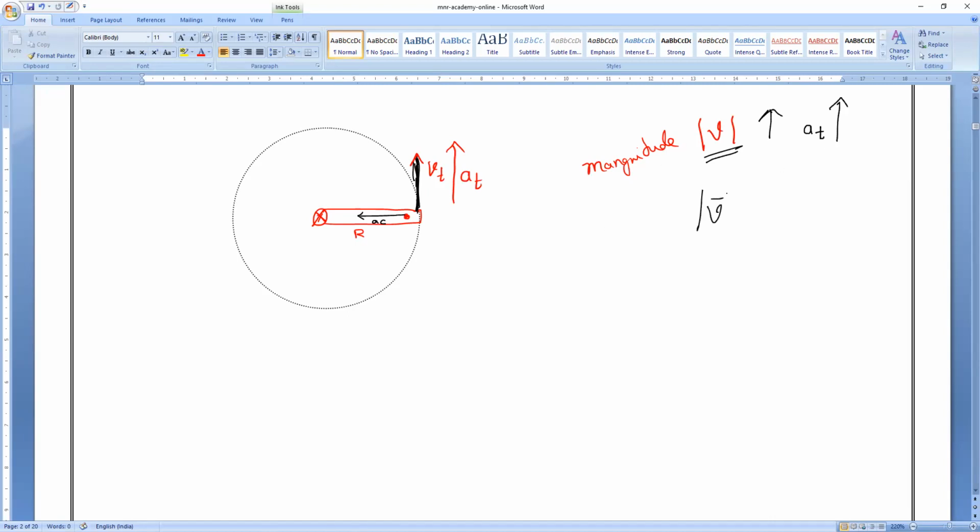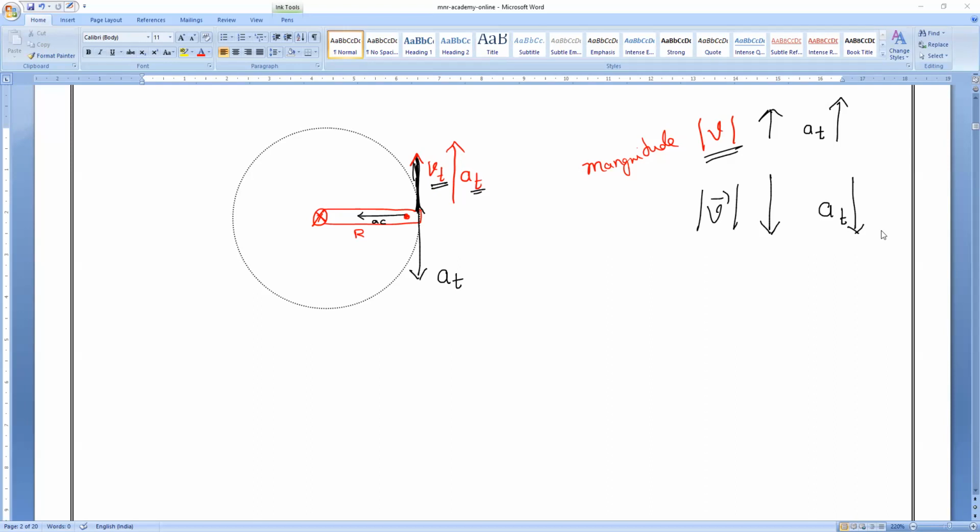If the magnitude of velocity decreases, then what is the tangential acceleration direction? It acts in the opposite direction, the downward direction. Do you all understand? If the tangential velocity increases, then the tangential acceleration is also positive. Both have the same sign, so both are in the same direction. So the tangential acceleration is also in the upward direction.